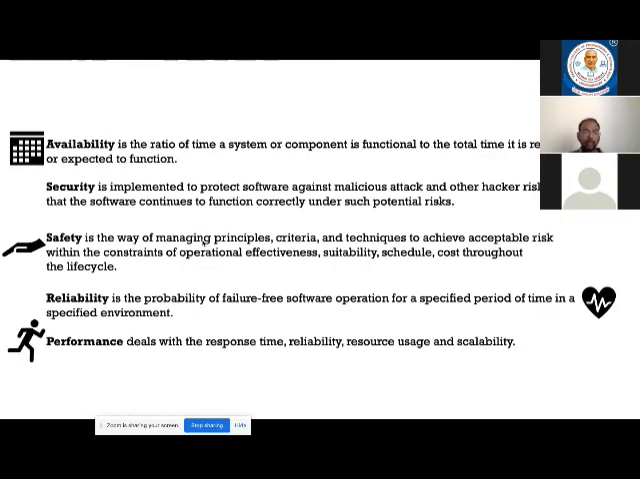We saw how a quality engineer spans and works in different quality attributes. Just to give you an idea of what those quality attributes are, a small definition. What is availability?